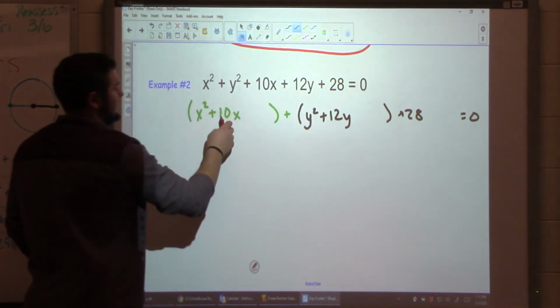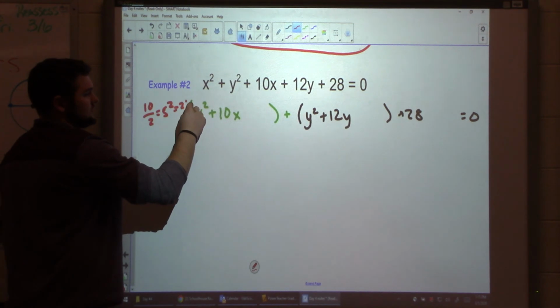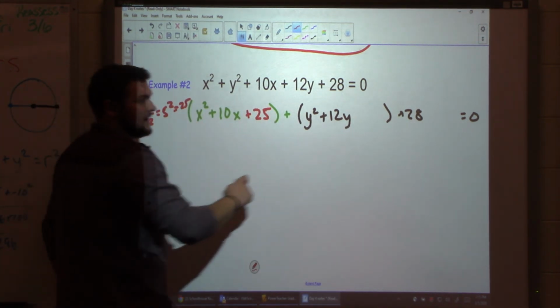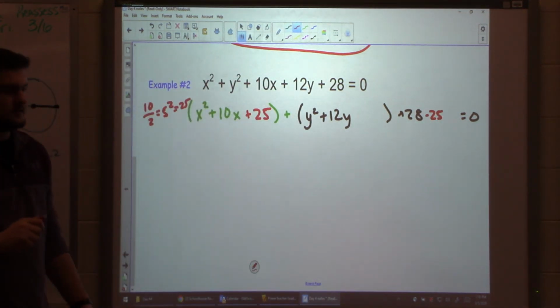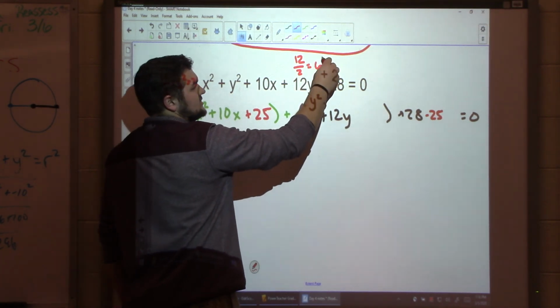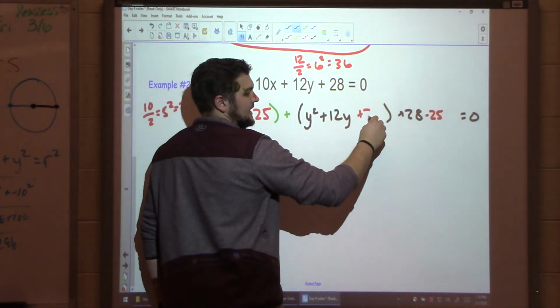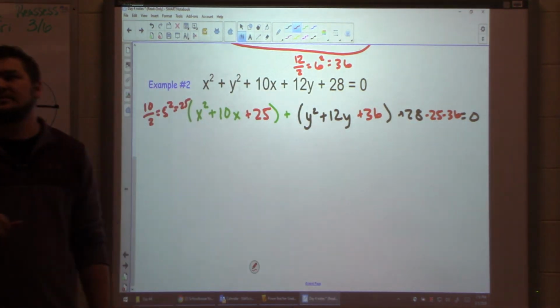So let's go ahead. Take 10 divided by 2. We get 5 and square it is 25. So I add it on the inside, subtract it on the outside. Same thing, take 12, divide by 2, square it. I get 36, add it on the inside, subtract it on the outside.